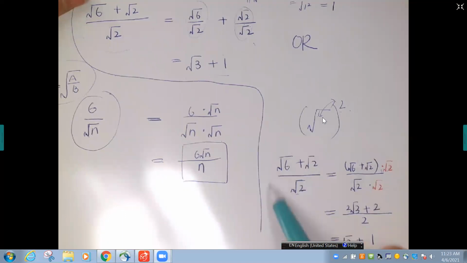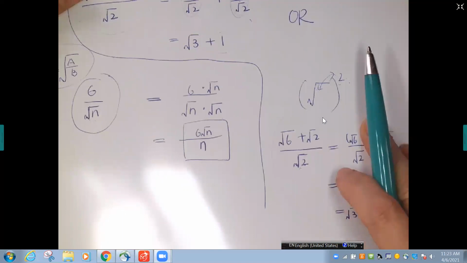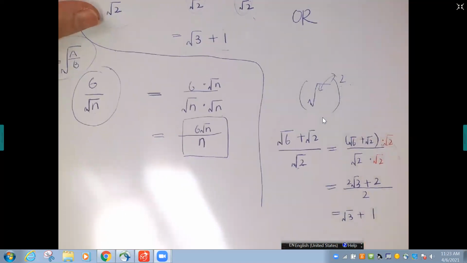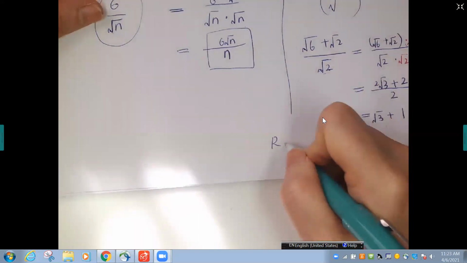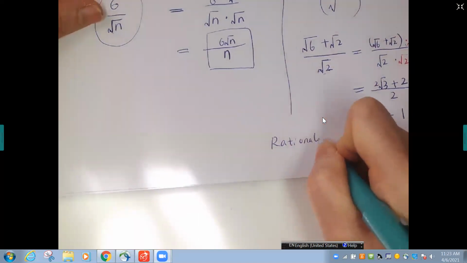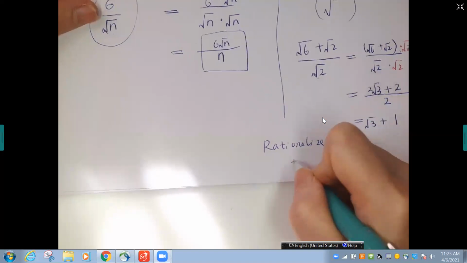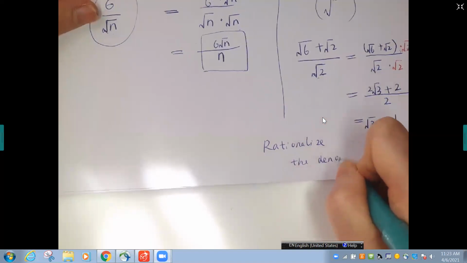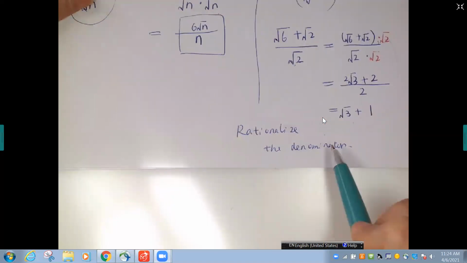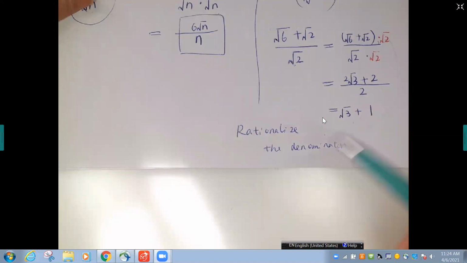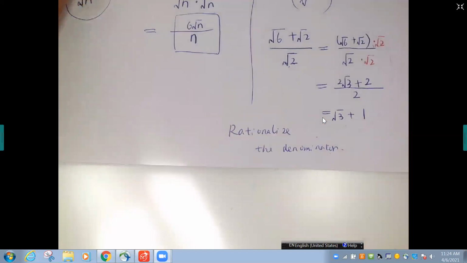This method actually has a very special name mathematically. It is called the rationalize the denominator method. Rationalize the denominator means to get rid of the radical symbol from the denominator. Okay, see what we are going to do next.